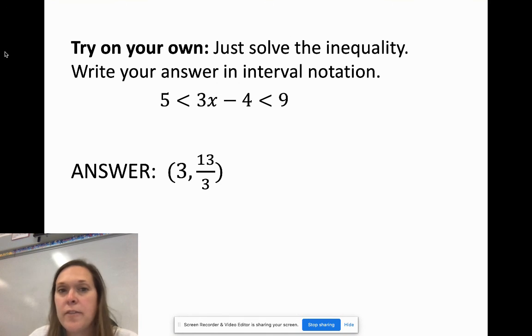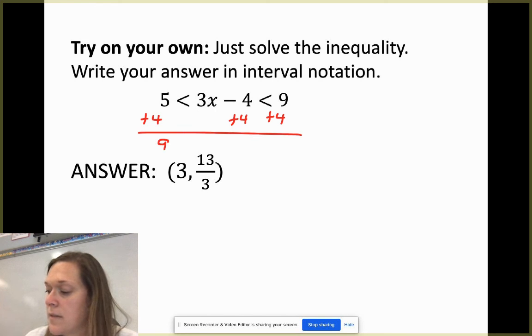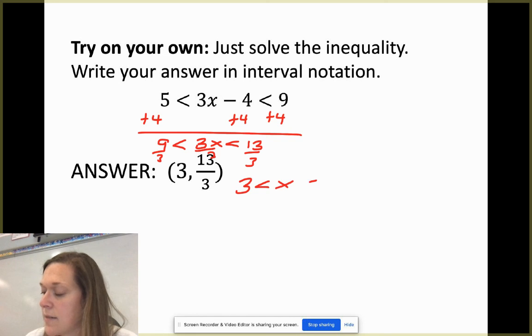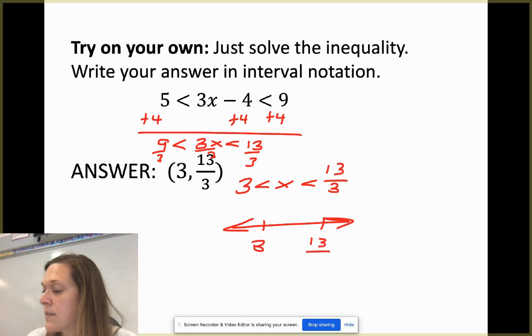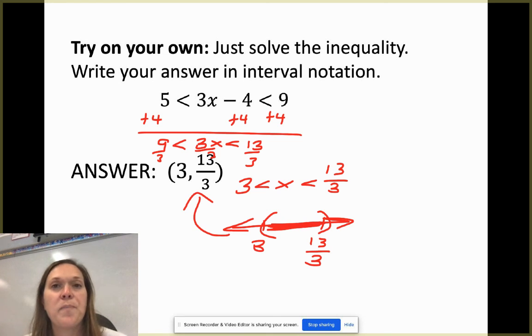Hopefully you got an answer of parentheses 3 to 13/3. If not, check your work. Hopefully you added 4 to both sides. So now you have 9 less than 3x less than 13. Dividing everything by 3 gets us 3 less than x less than 13/3. So on our graph, though you weren't asked to do it, just to see it, it'd be 2 parentheses, shading in the middle, which would get you to that interval notation.